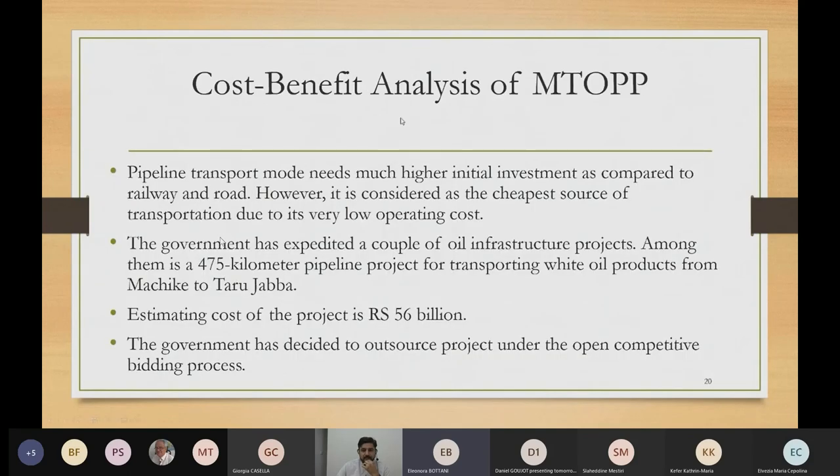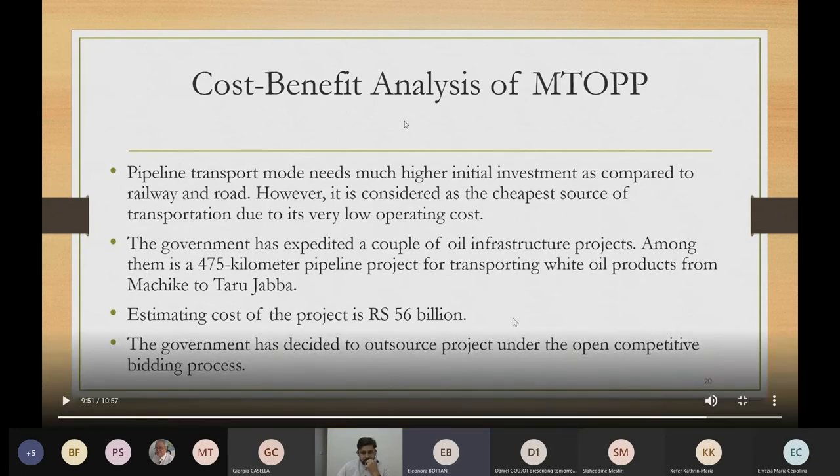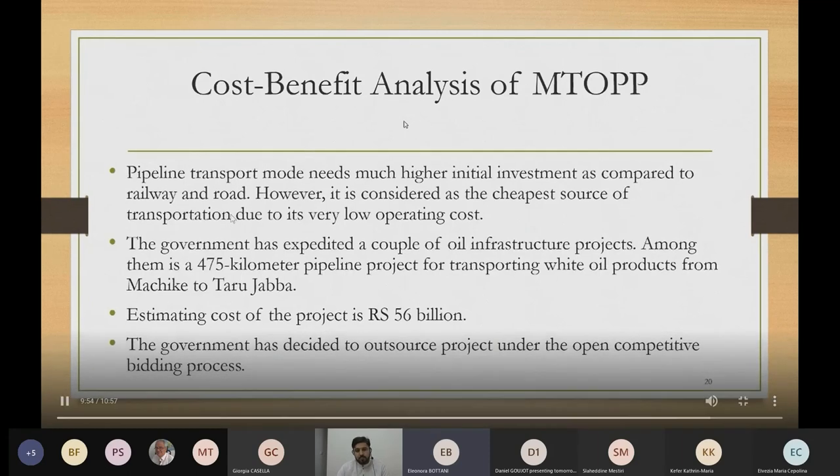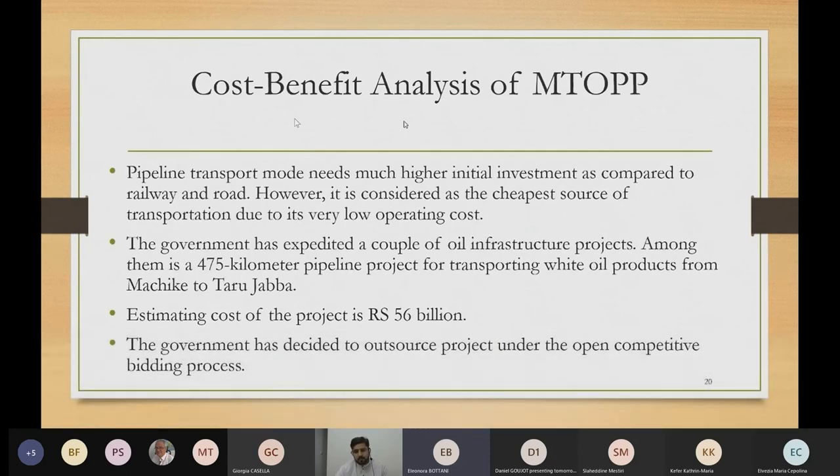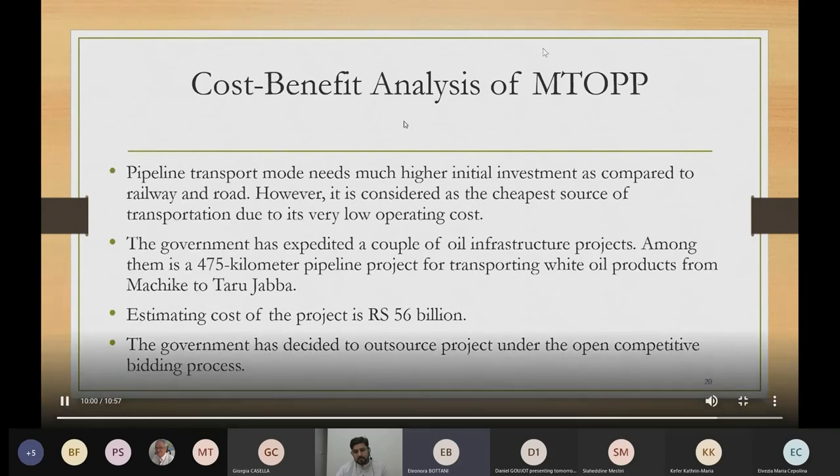For the pipeline cost benefit analysis, we already conducted this, and pipeline transport needs a much higher initial investment as compared to other ways of transportation. However, it is considered the cheapest source of transportation due to its very low operating cost, and it also does not impact the environment too much.